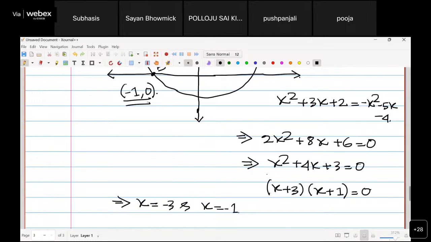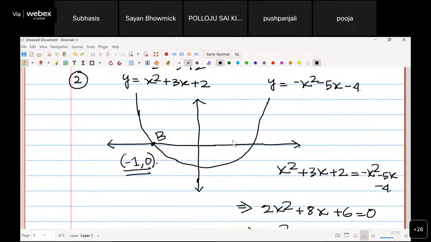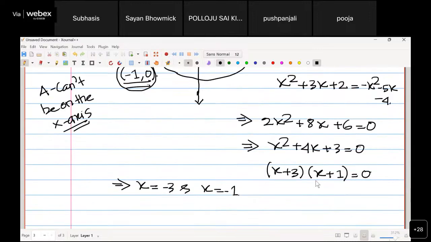So if I substitute x equal to minus 1, then I'm getting 0. So that means this point B is basically minus 1 comma 0, because it says that A can't be on the x-axis, right? A can't be on the x-axis. So this point cannot be A. So that means this is my B. Okay, let me compute A.